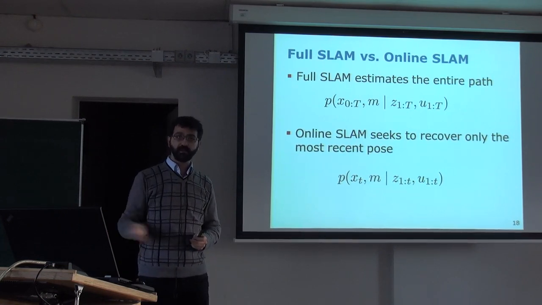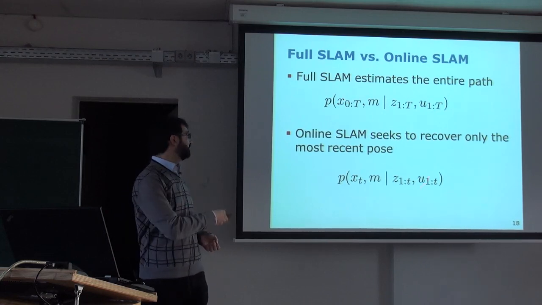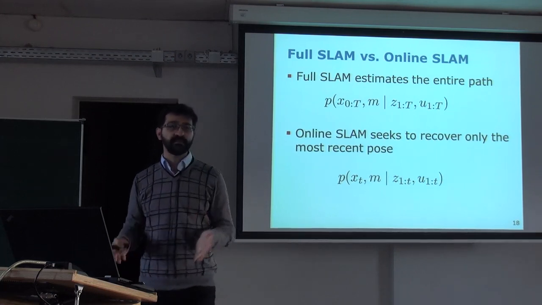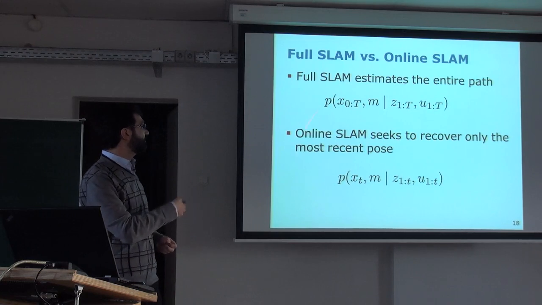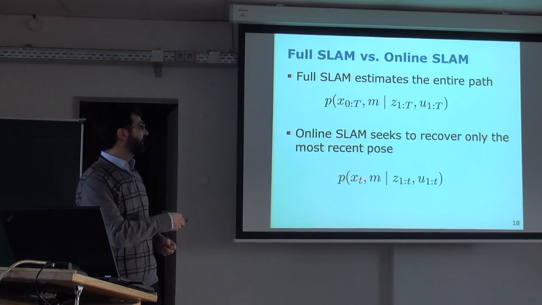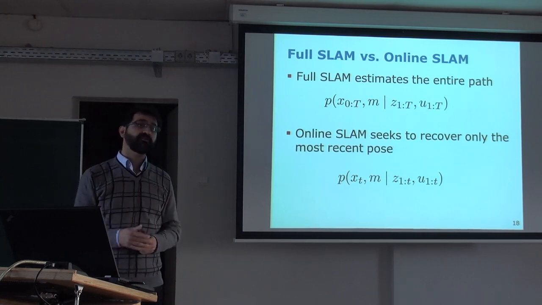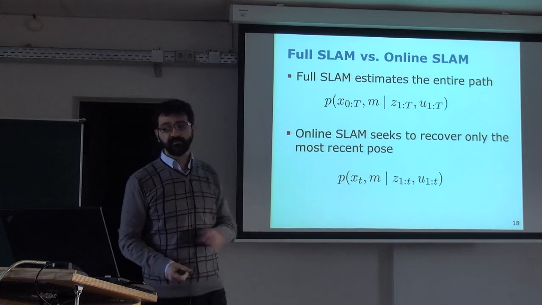So in some way the full problem is more powerful but might be more expensive, and online SLAM is less powerful but might be less expensive. In some specific cases there is an equality between the two, if you just consider the last pose, but that's only if the system is linear, everything is Gaussian and so on, which is something we'll see later on.